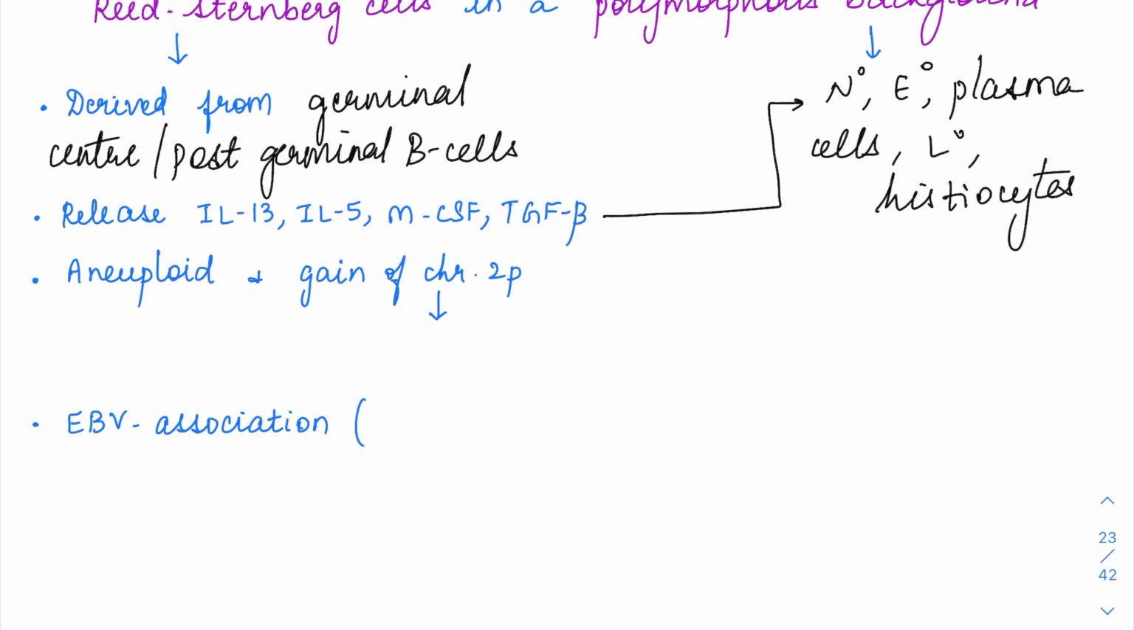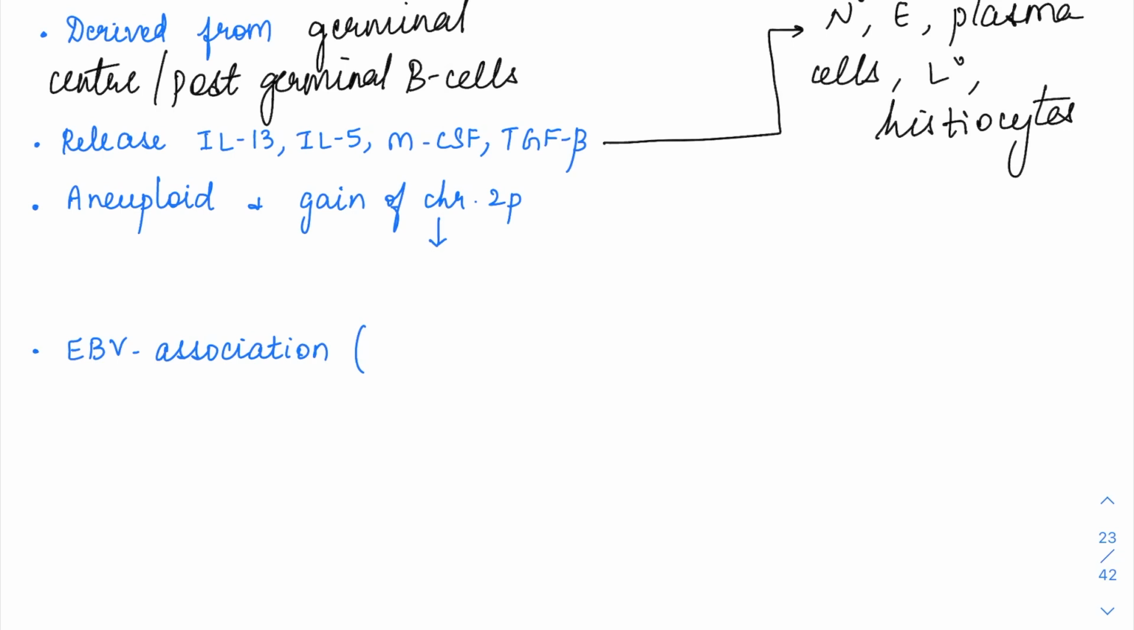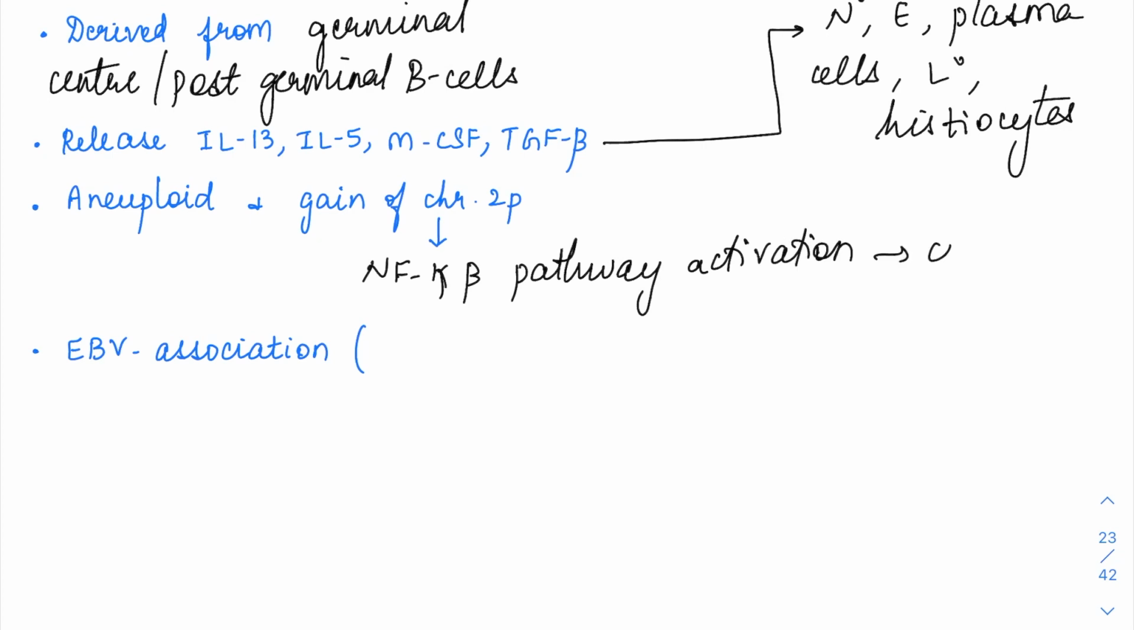So what is the mutation which actually happens? Most commonly we are going to see aneuploidy, and apart from that there is a gain of chromosome 2p. Whenever there is gain of chromosome 2p, it is going to lead to the activation of a pathway called NF-kappa B. Remember, NF-kappa B pathway activation is always going to lead to cytokine production. Normally also, when cytokine production is needed, the cells will trigger their NF-kappa B pathway. So because of gain of chromosome 2p in Hodgkin's lymphoma, the NF-kappa B pathway is going to be activated.